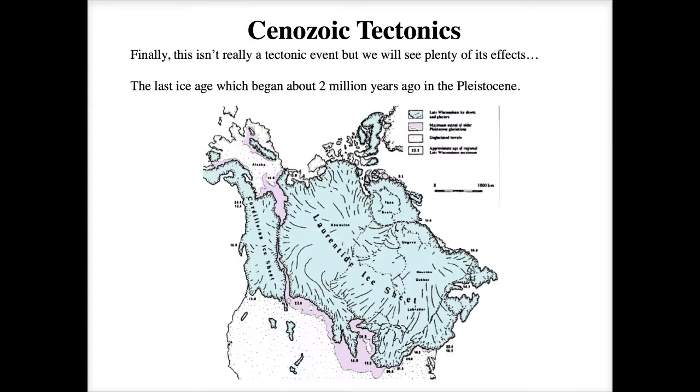So now we've covered faulting, we've covered volcanic activity, and really the final thing to cover for this part of the world before we get busy looking at each individual area is, like I said, not really a tectonic event, but an event that had lots of effects, and that is the last ice age. Now the last ice age begins about 2 million years ago, right? That's the start of the Pleistocene.